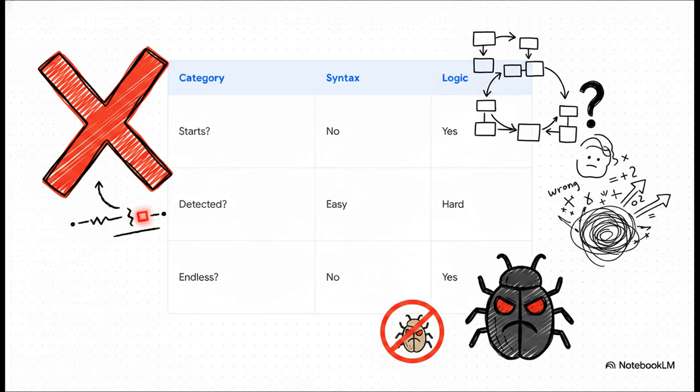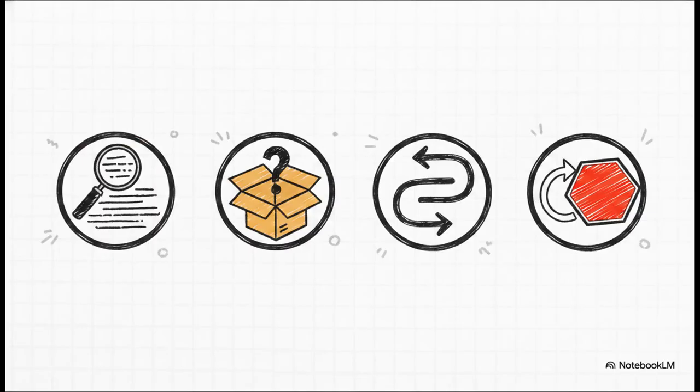Logic errors are way more dangerous because the program is actively running. It's just calculating the wrong math, or picking the wrong branch, or getting stuck in an infinite loop. And it is entirely up to you to figure out why. So how do developers actually regain control of a glitching, frozen terminal? Here is the professional debugging strategy.